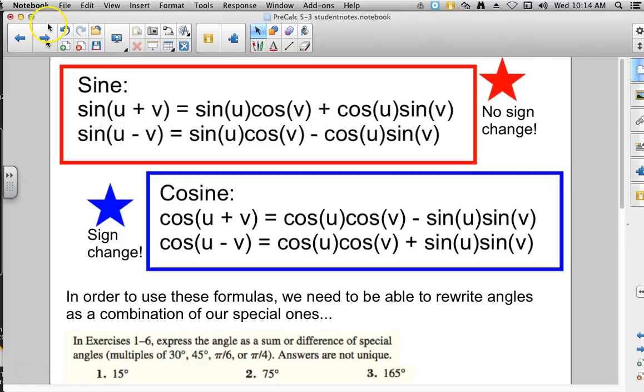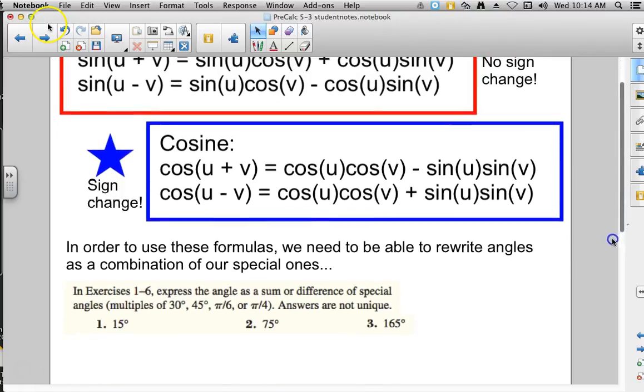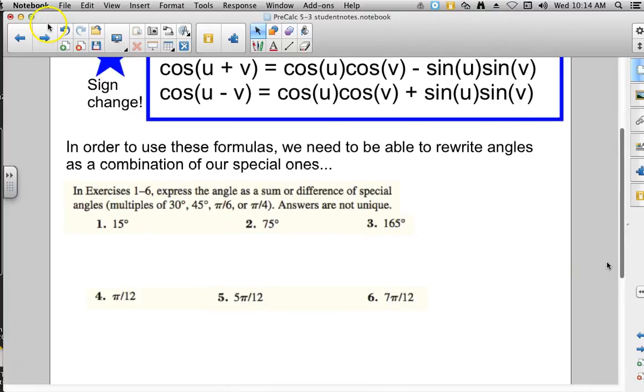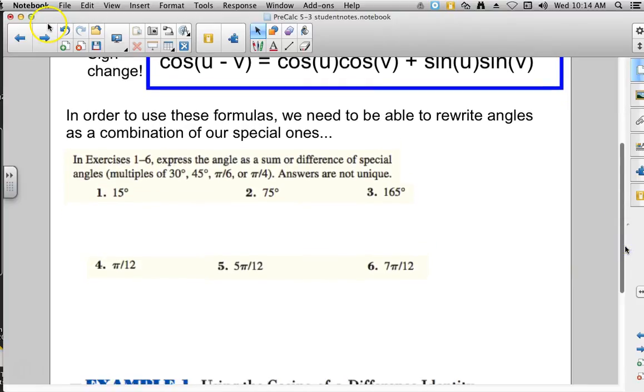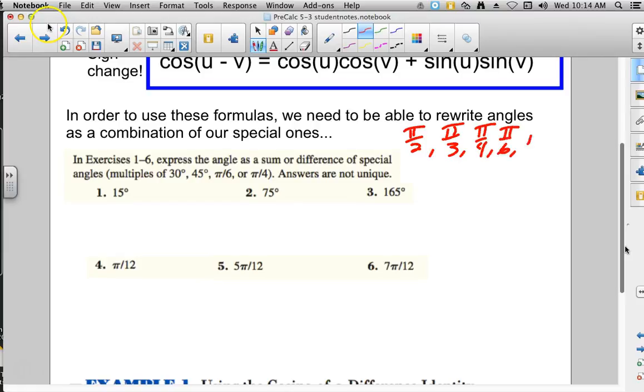I really should. So in order to use these formulas, we need to be able to rewrite angles as a combination of all of our special ones. So the first thing I want to do before we get rolling on this too much is to start talking radians, because that's usually the piece people are a little more uncomfortable with. And think about the fact that really our special ones come from these situations, like so.